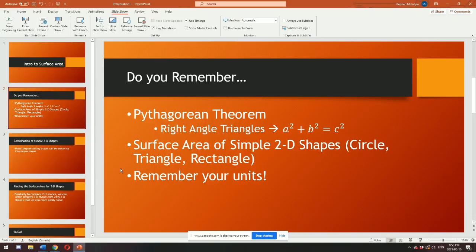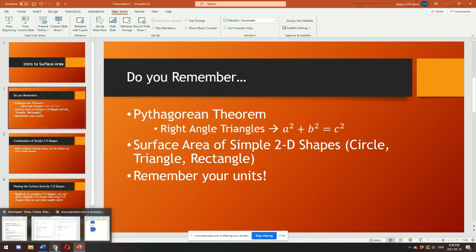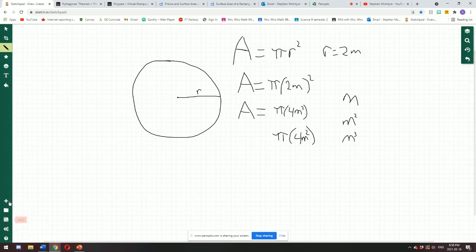Okay, let's move on. So circle, triangle, and rectangle. We got a couple more to do. So if we've done the circle, let's make a new one. Let's try a triangle. So if I have a triangle, it looks like this. Let's say that this is not a right angle triangle. It doesn't really matter if it is or not, but the area of a triangle is the base times the height divided by 2.